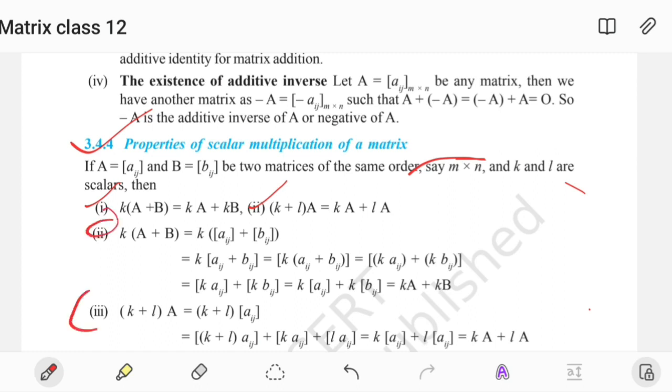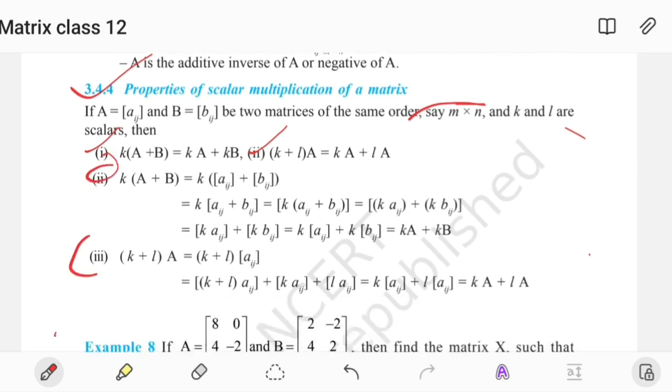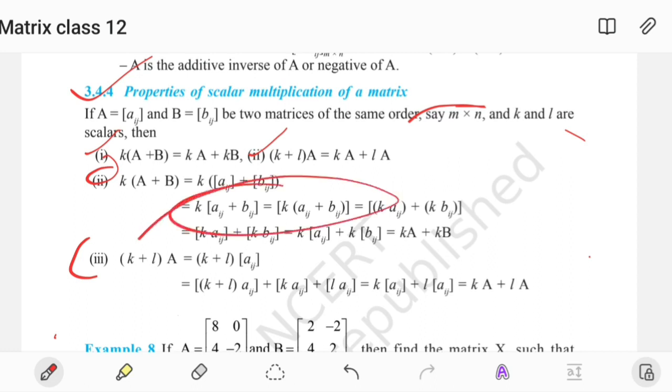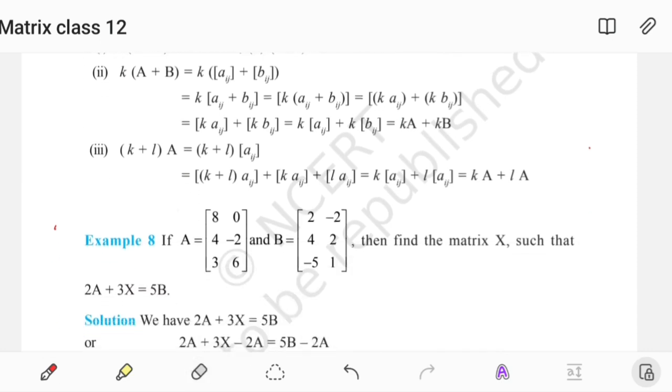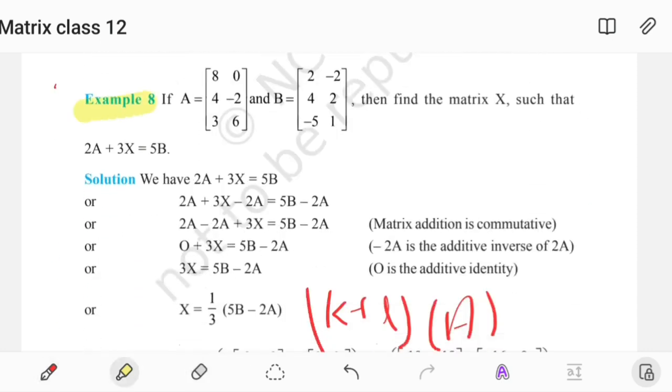Here, at this point, the author has shown how they are equal. We have to understand how they are equal with the help of an example. Here the author has taken a trivial, a general case actually. Okay, so I hope it is clear to you. Now let's understand this example.